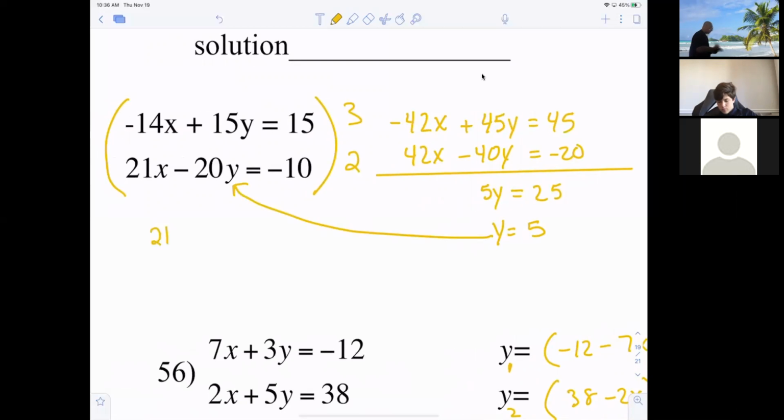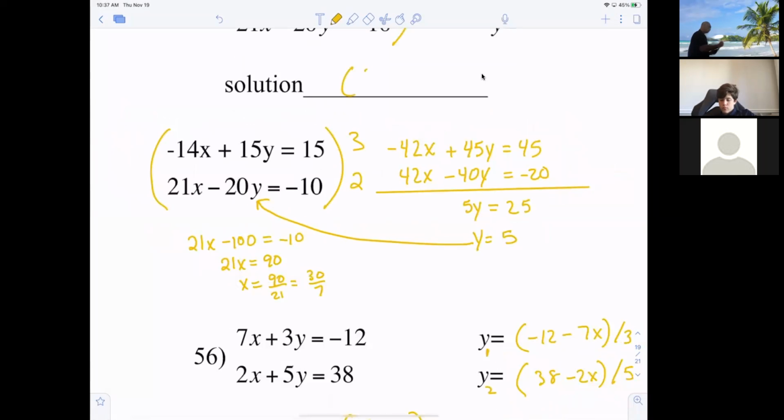So now I have 21x minus 100 equals negative 10. So we have to add 100 first. So 21x is equal to 90. x equals 90 divided by 21, which we can reduce to 30 over 7. So my answer is now 30 over 7, comma 5. All right, now I'm definitely checking this one because of that weird fraction.